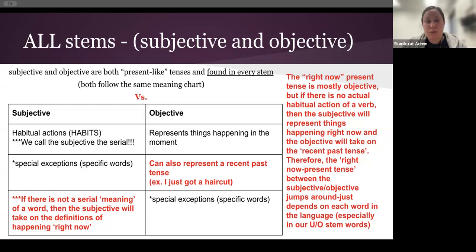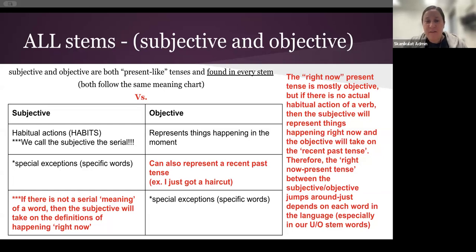So sometimes there's no serial meaning of a verb, like it's not a habitual action or repetitive action. And so sometimes that means the subjective will actually be the present. It will be happening right now, like I'm walking or something like that. Versus I'm a walker. Because a walker doesn't mean you're walking right now. It just means that's what you do all the time. I'm a person that walks, goes for walks, something like that. But it's important to note the highlighted portions in red.